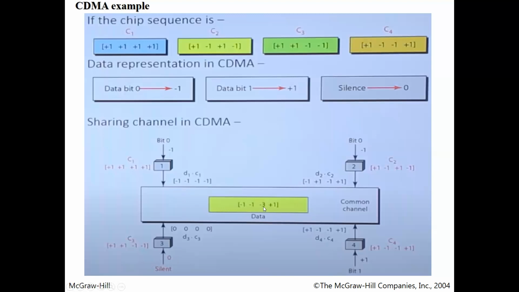Another example: why is the third bit -3? Because the third bit of every station is going to be added cumulatively, and what is getting transmitted is the summation of those respective position values. In case of station 1, it's -1. In case of station 2, it's -1. In case of station 3, it is 0. And in case of station 4, it's -1. Right now, we are talking about the third position. So this is how CDMA works.